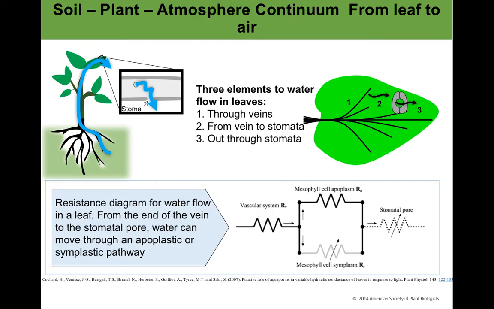Okay, so now let's talk about water movement from the xylem to the leaves to the atmosphere. So in the leaves, there's going to be 3 elements to the water flow: through the veins, from the veins to the stomata, and out through the stomata.